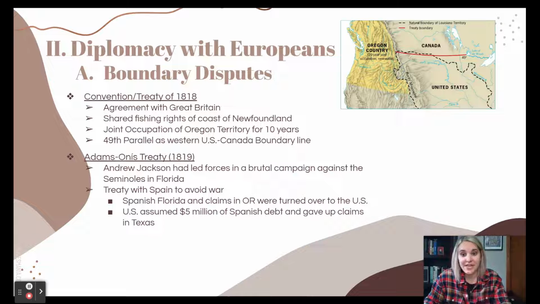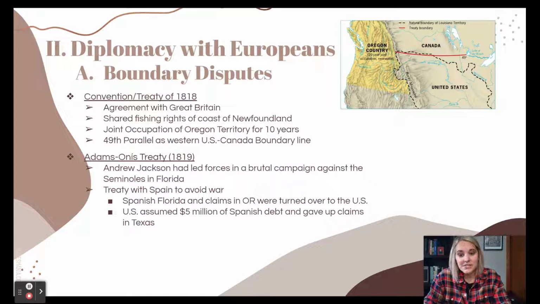Now, the Adams-Onis Treaty is different. Jackson had been ordered to help with some issues between the United States and Florida, specifically with the Seminoles, and he decided he had other plans. He decided to actually enter Florida and try to obtain Eastern Florida for the United States.